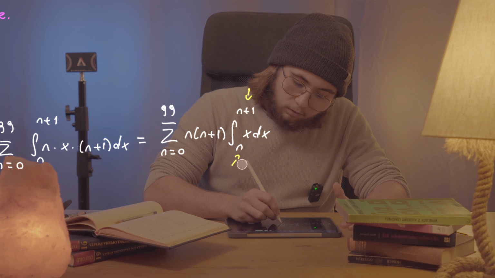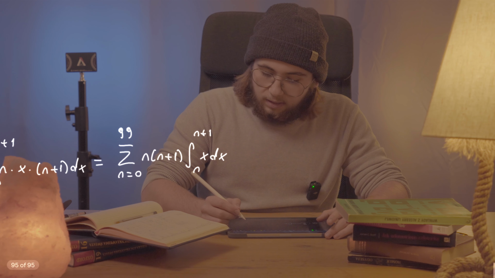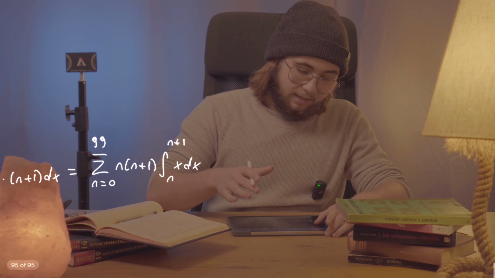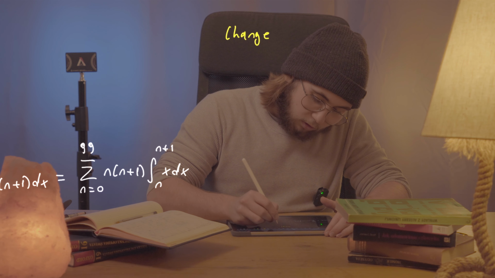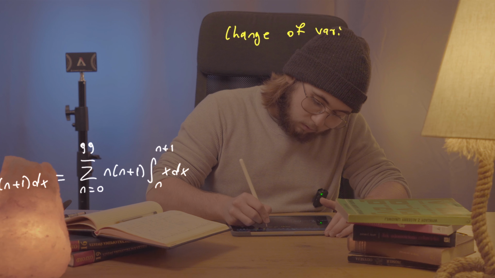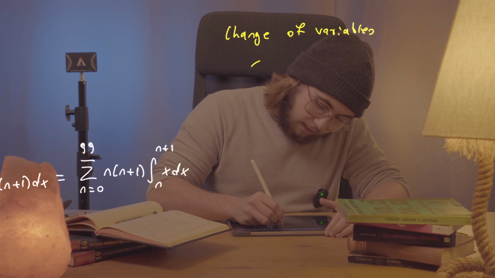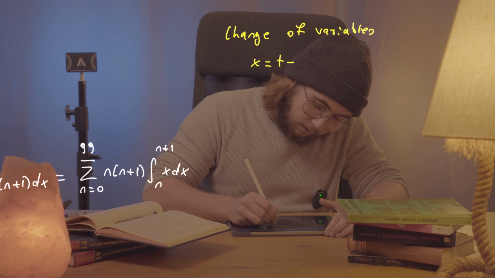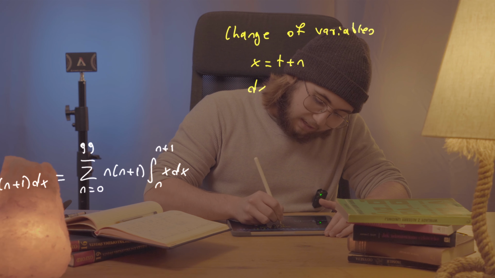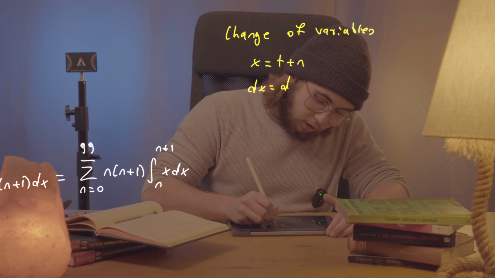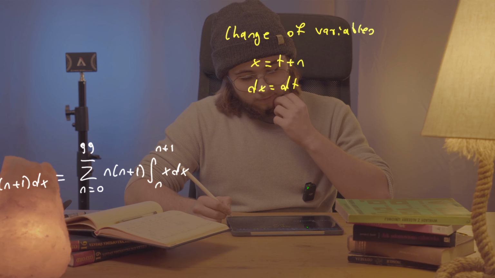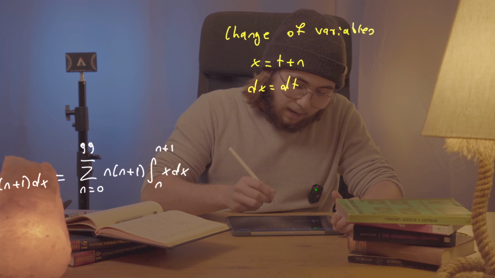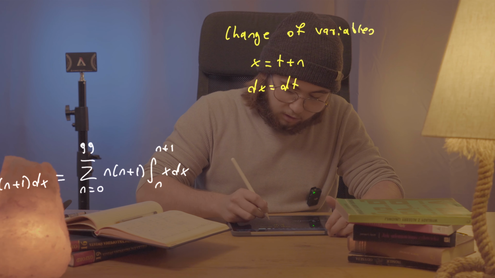So how do I want to change those bounds of integration? I would like to do a neat trick. I would like to apply a change of variables. I would like to say that my x is going to be equal to some t plus n. Well, my dx is not going to change. It's going to be equal to dt, so I won't have to multiply the integrand by anything. That's a nice thing.